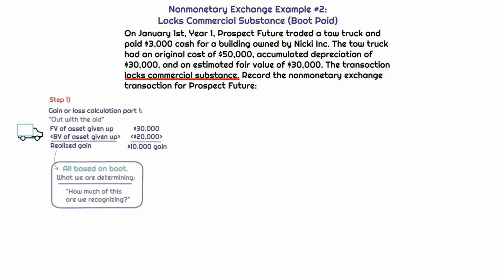Step 1, we need to determine the gain or the loss, right? This is going to the income statement. So the fair value of the truck given up less the book value of the truck given up. Out with the old. The fair value we see is $30,000. We know that the book value is still going to be $20,000, right? Original cost of $50,000 less accumulated depreciation of $30,000. That's going to give us a realized gain of $10,000. Okay, but this lacks commercial substance, so we're not done. The entire gain is not necessarily getting recognized today.